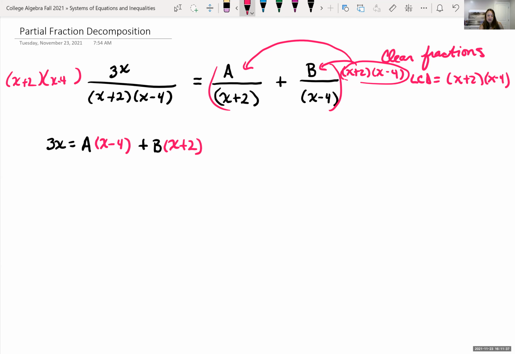Once we've cleared the fractions, now we're going to distribute our capital letters inside those parentheses. So we have 3x is equal to Ax - 4A plus, now distributing the B, Bx + 2B.